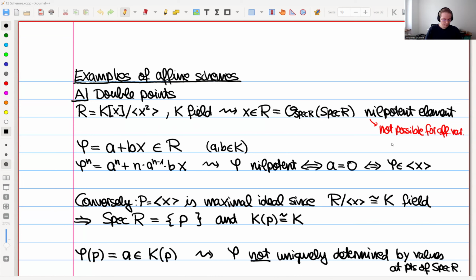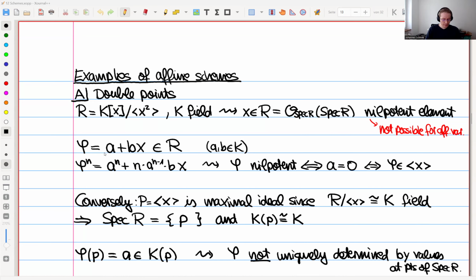So to see this in general, let's see what spec R is. Let's derive it from first principles. So we know that any element in this quotient can be written, in fact has a unique representative, of the form phi equals a plus bx, where a and b are elements of k. And so the first thing we want to do is look at what all the nilpotent elements are. And this is not so hard to do.